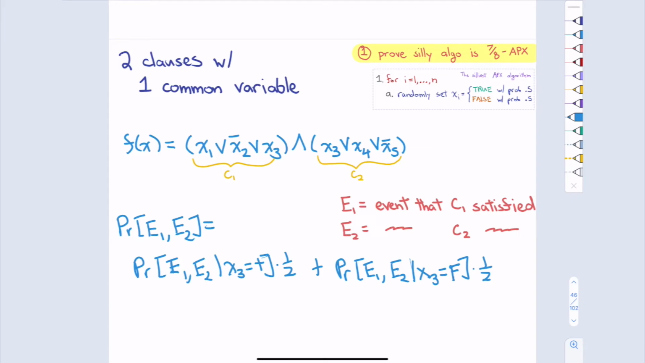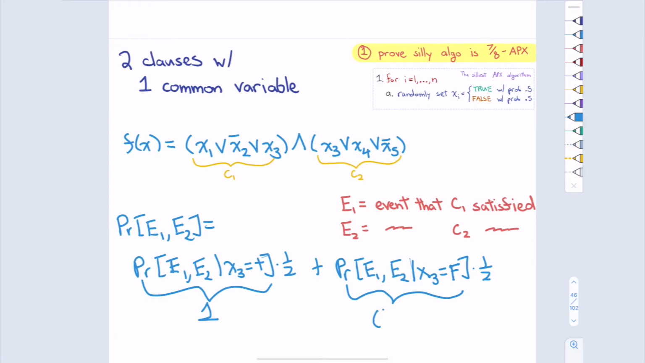Right? Okay, so if x3 is equal to true, then they're definitely both occurring. So that's a 1. And now, if x3 is equal to false, what are the odds of them both being satisfied? 3/4 squared. And you add it up. Okay. All right. So that's just one case. Besides E1 and E2, you also want to look at E1 and not E2, not E1 and E2, not E1 and not E2. But look how much more complicated it got with one variable in common, right?